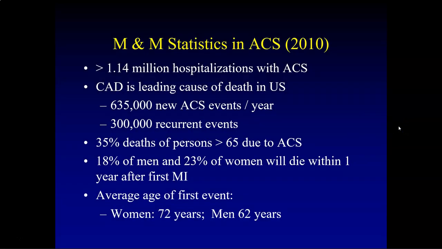So, let's get into some quick statistics. Background. Roughly 1.14, and I guarantee you this number now, 12 years removed, is much greater. We have roughly 1.14 million hospitalizations a year with acute coronary syndromes. Okay, not MIs, syndromes specifically. Coronary artery disease, hands down, is our leading cause of death, and I'm sure this number has also increased from 635,000. We're probably much higher at this time, and especially post-COVID.